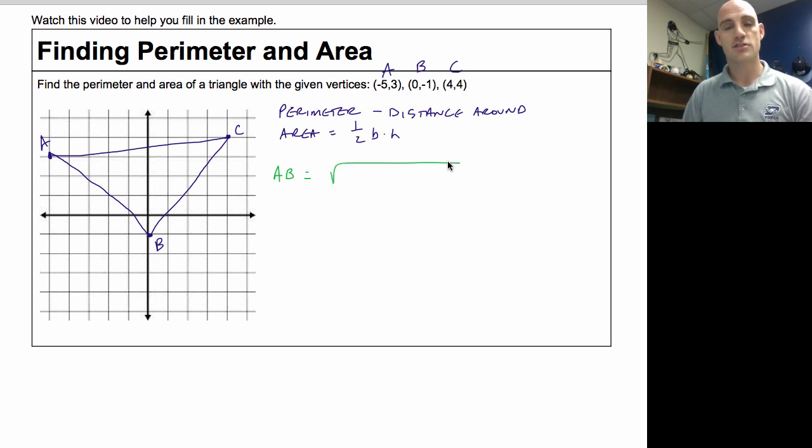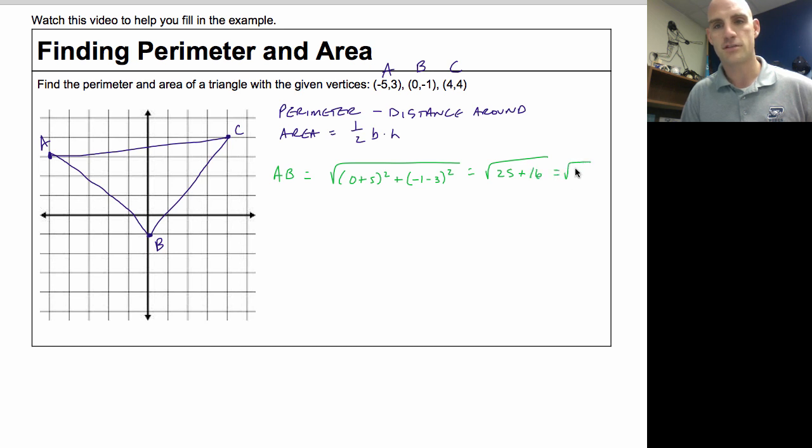And the length AB is the square root of, so I'm working with these two here. I'm going to go x2 minus x1, so 0 minus -5, so 0 plus 5 squared, plus -1 minus 3 squared. And so what I've got is the square root of, this would be 5 squared, so that's 25. This would be -4 squared, which is 16. So the length of that side is root 41. I can't really reduce it, but I'm just going to leave it like that for right now. If I need to reduce, I will reduce at the end. Okay, so that was AB.